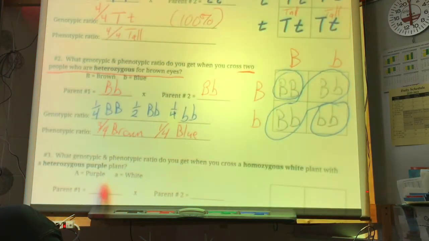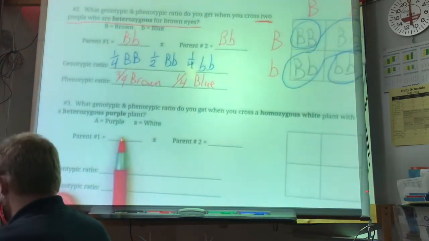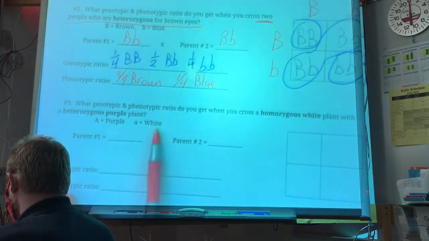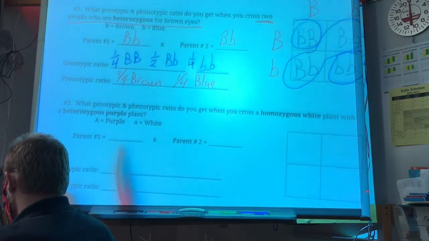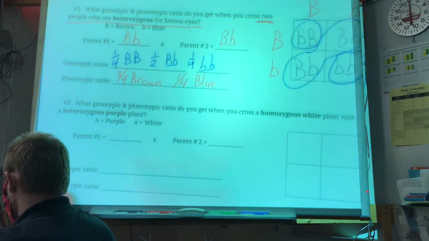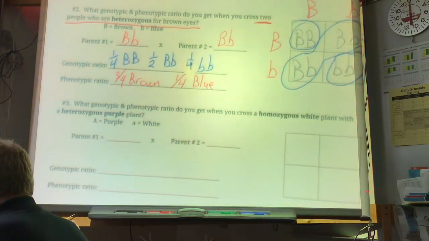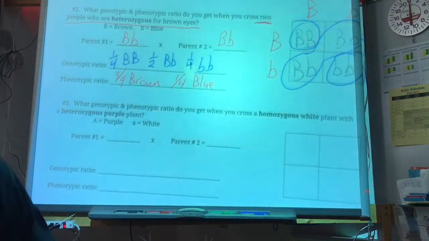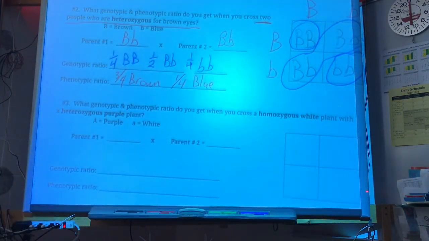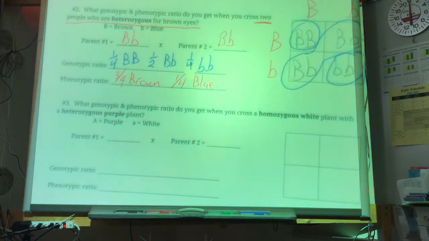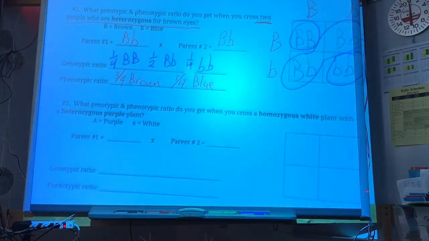Why don't you fill in, based upon the information, using big A for purple, little a for white, what would be the parents' genotypes if you're going to cross a homozygous white and a heterozygous purple? Let's just do the parent genotypes first. I'll give you 10 seconds to do the parents' genotypes based upon homozygous white, heterozygous purple. Don't do the Punnett square yet.